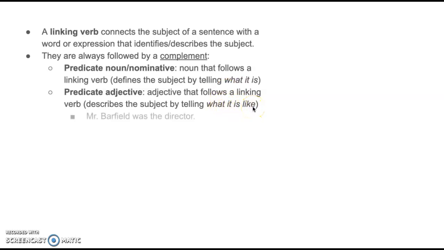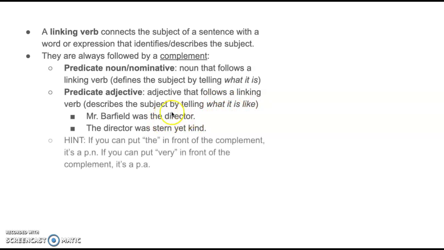Let's see some examples. Mr. Barfield was the director. That's a predicate noun because it says what Mr. Barfield is. Whereas this sentence says what Mr. Barfield is like, or what the director is like. Stern yet kind. These are adjectives.